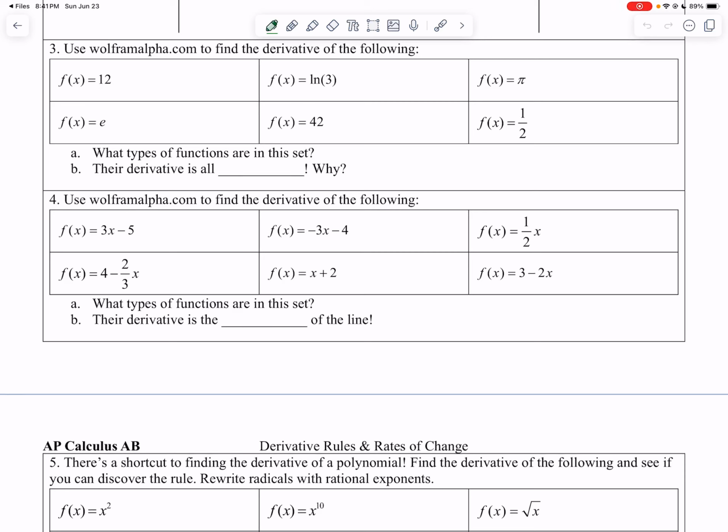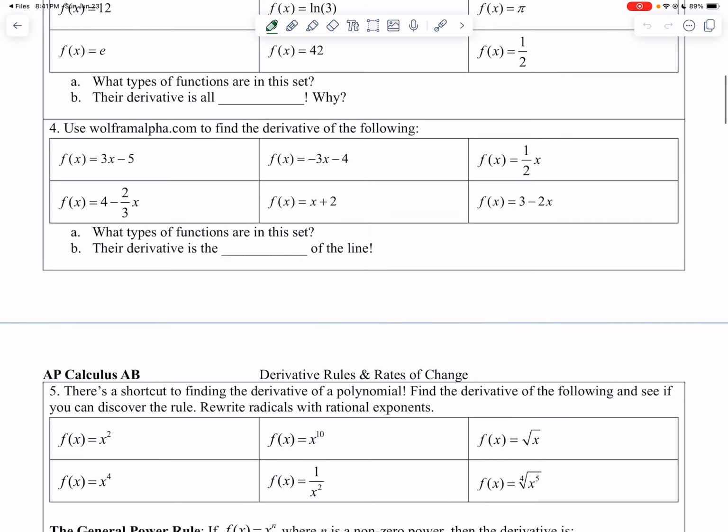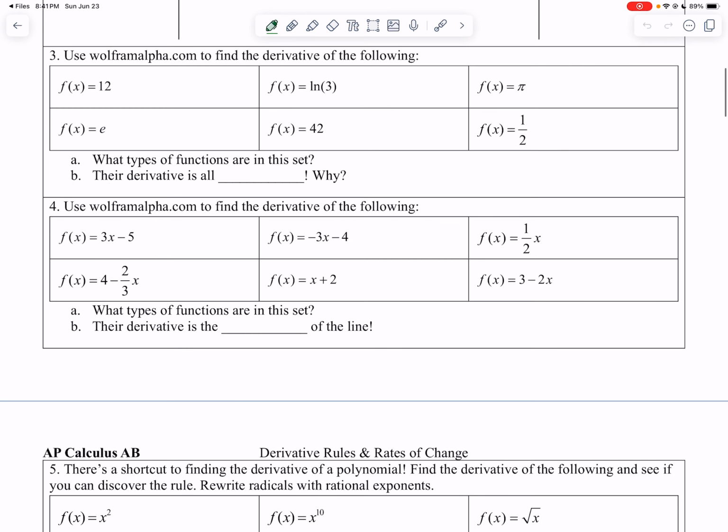Alrighty, in this video we are going to be talking about derivative rules. For now we're just going to talk about the power rule, which is going to be a lot of fun. But for number 3 and number 4, pause the video, use Wolfram Alpha to find the derivative of these, and then play the video once you are done.